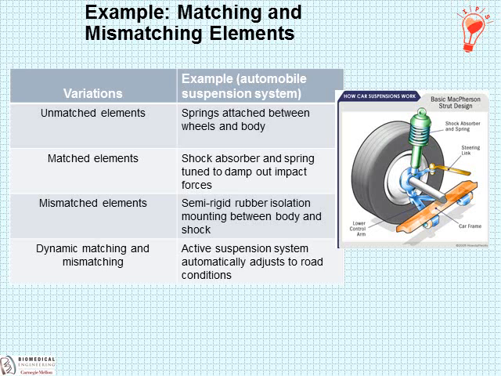There are matched elements in that the shock absorber and the spring are connected, but they serve very different functions. One is an elastic function, the other is a dissipative function, and they work together to damp out impact. Mismatched elements is the semi-rigid rubber isolation, the bushing between the control arm and the frame. And then dynamic matching and mismatching is what you find in fancy cars like Mercedes-Benz and Cadillacs that have automatic compensation to adjust for road conditions.